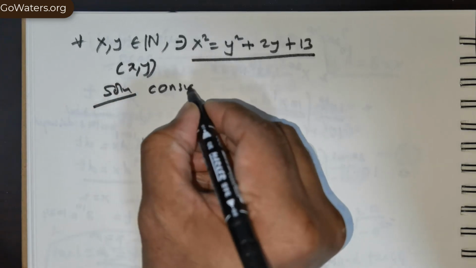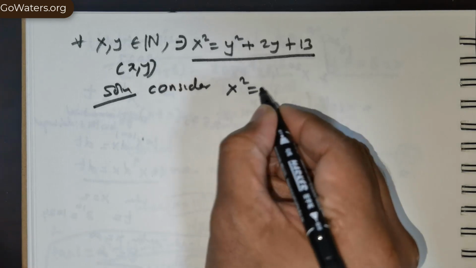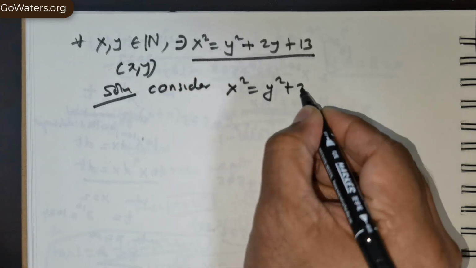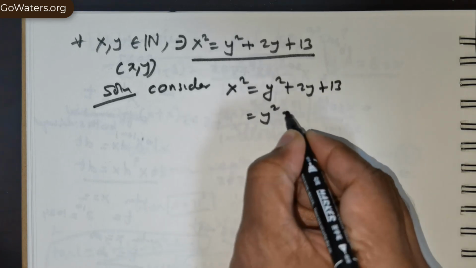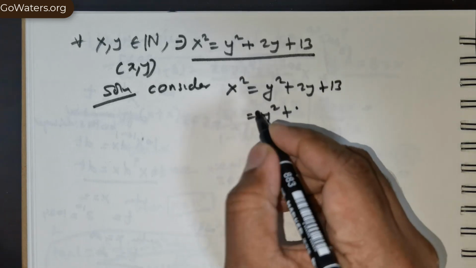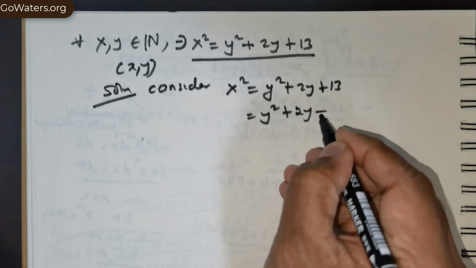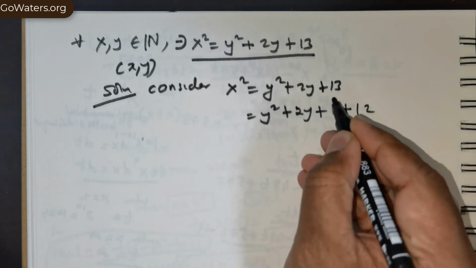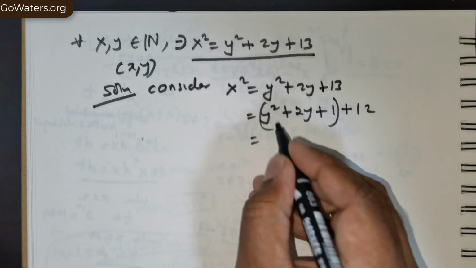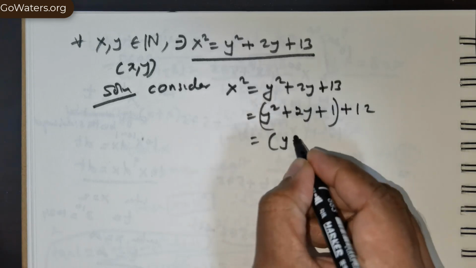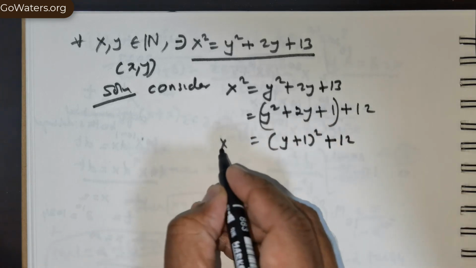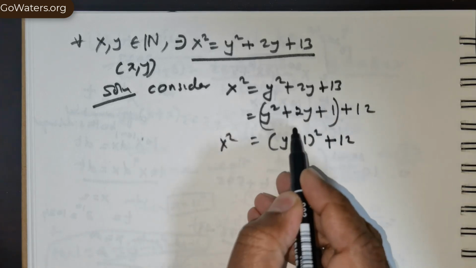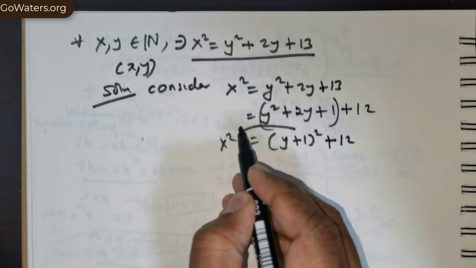Consider x² = y² + 2y + 13. Now let me rewrite this right side as y² + 2y + 1 + 12. So I'm going to club these two together. Now this can be rewritten as (y + 1)² + 12. On the left I've got x². Now let me move (y + 1)² to the left.